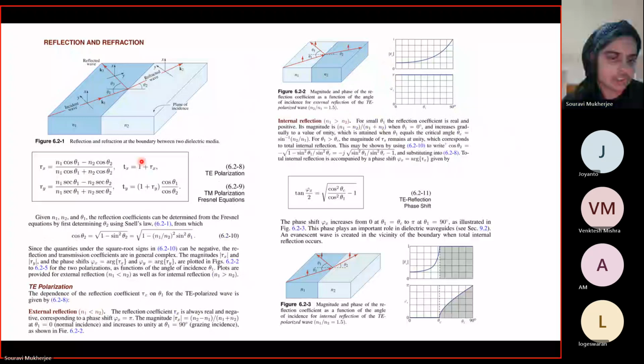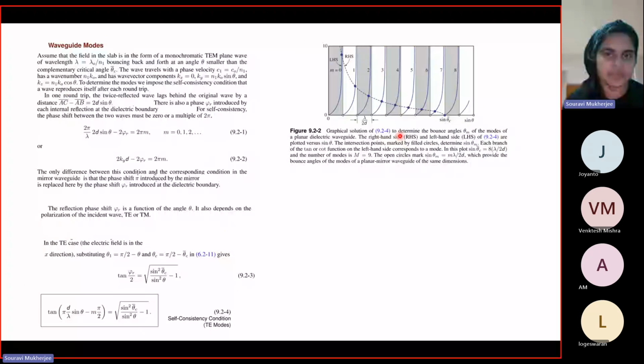And what this is telling you is that if you plot it, this is a transcendental equation. So you have to plot the left-hand side, you have to plot the right-hand side, and see where they intersect. As you can see, it would intersect at some discrete points up to a certain point.